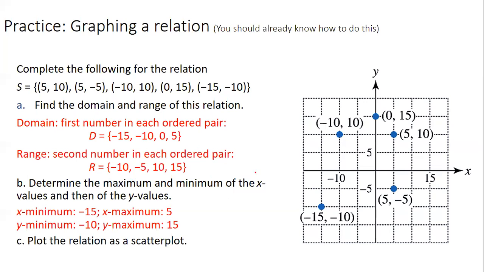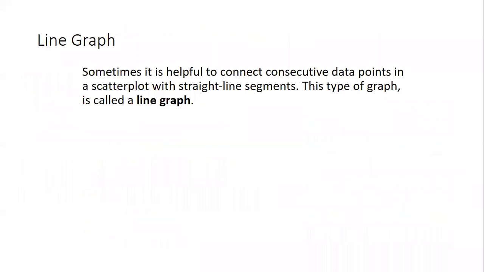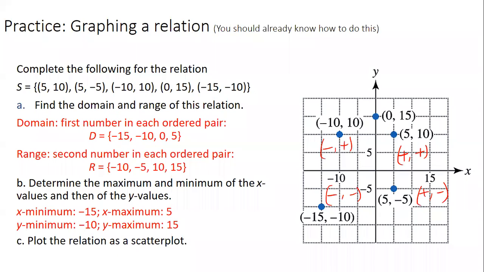Okay, remember when you're plotting points, if it is a positive and a positive, it should be in quadrant 1. If it's a negative and positive, it should be in quadrant 2. If it's a double negative, it should be in quadrant 3. And if it's a positive and a negative, it should be in quadrant 4. Okay, if you remember that, then you should be fine. All right. Questions about any of that so far?